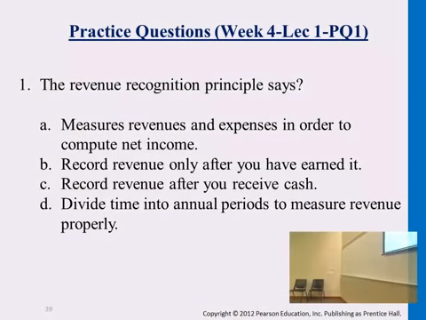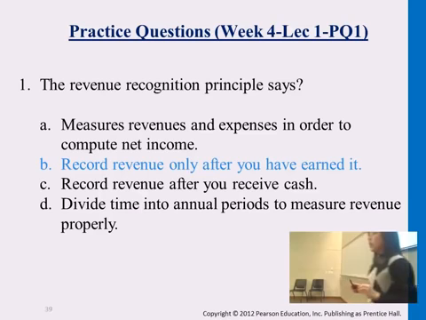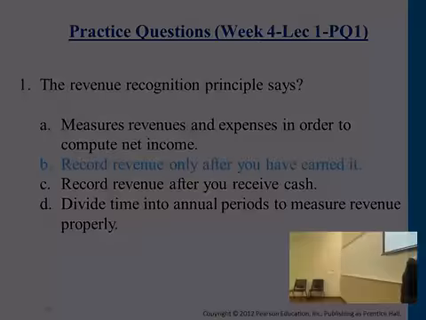Revenue recognition principle states what? Some of you got this wrong, so which one is this? We record revenue after you actually earn it, and the definition of earned is that you provided the goods and services. Even though you have not collected cash, it doesn't matter. It will be under sales revenue, accounts receivable. The ideal case is you collect cash immediately, then you'll be debiting cash. But in both cases, you have sales revenue credited.